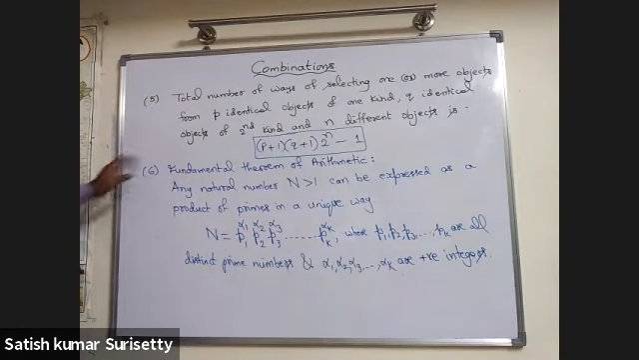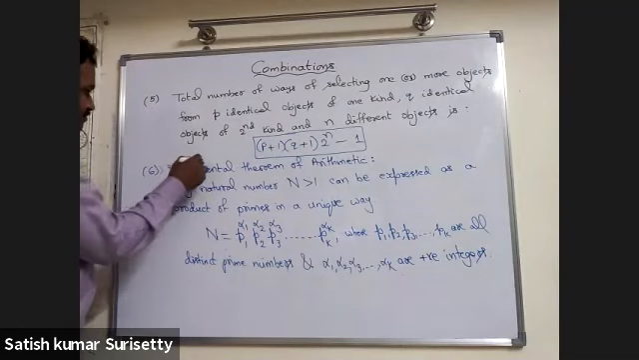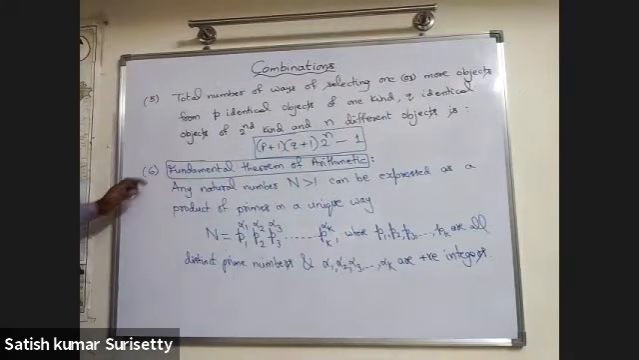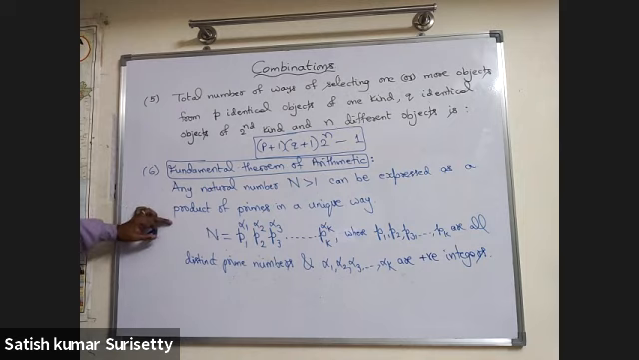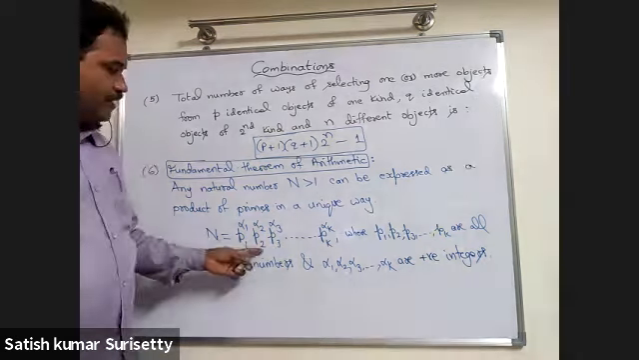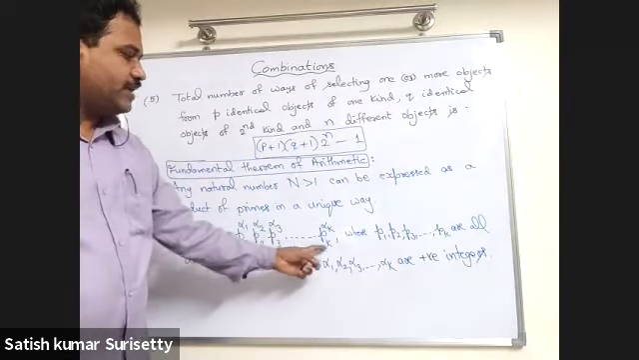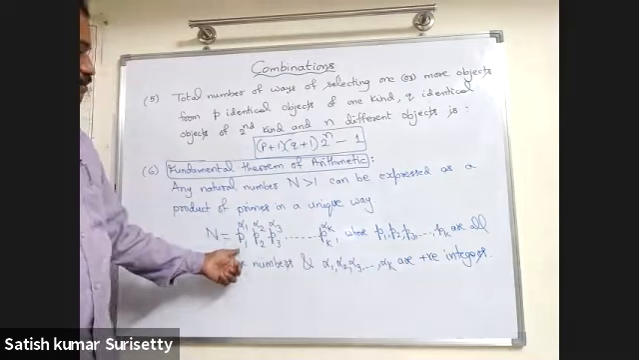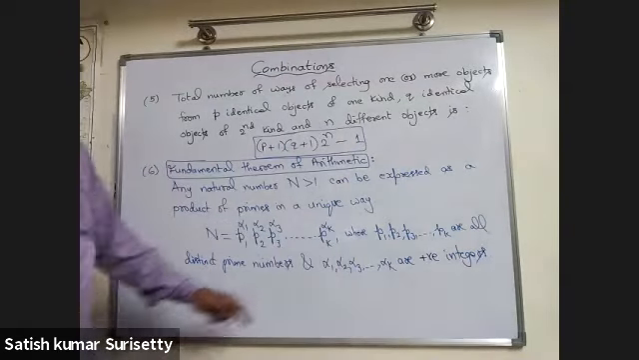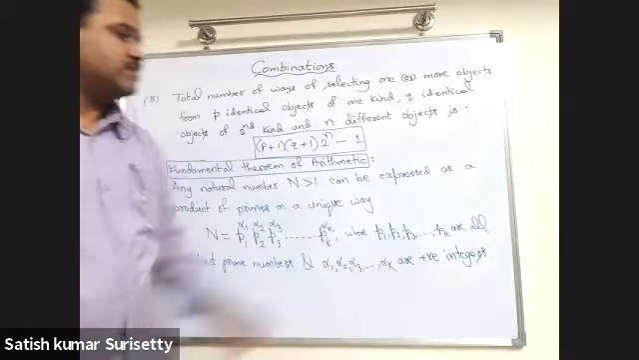Next, fundamental theorem of arithmetic. Any natural number n greater than 1 can be expressed as a product of primes in a unique way. That is, n equals p1 to the power of alpha 1, p2 to the power of alpha 2, and so on, pk to the power of alpha k, where p1, p2, p3, and so on, pk are all distinct prime numbers, and alpha 1, alpha 2, and so on, all are positive integers.